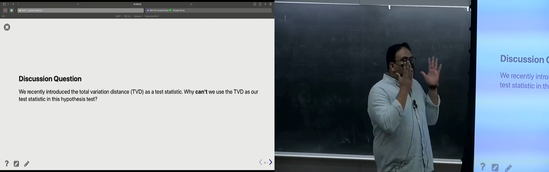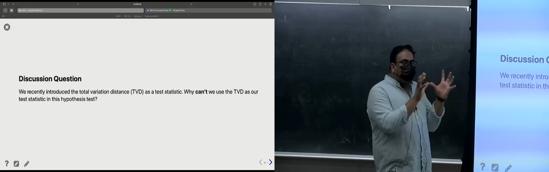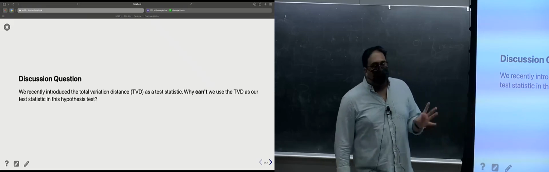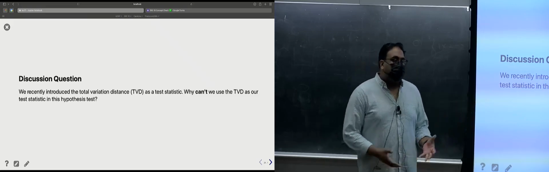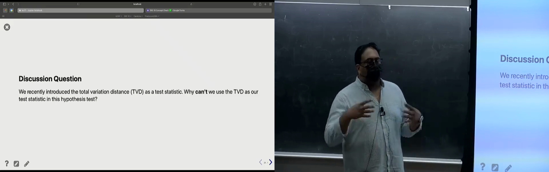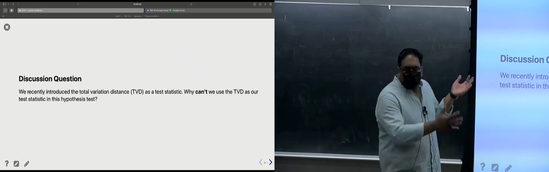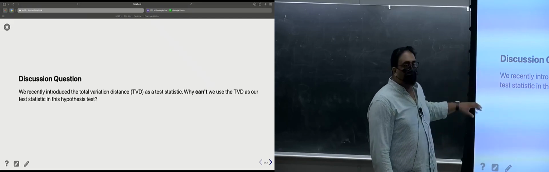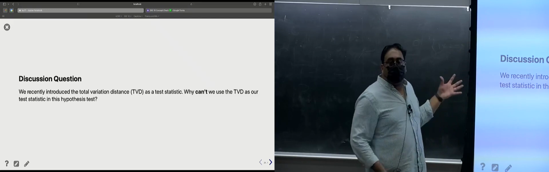The TVD only does one thing. It compares how different two categorical distributions are. But the distributions here are not categorical, right? If they were categorical, we would visualize them with bar charts, right? And if they were categorical, we would have something like, in our previous example, the categories were Asian, black, white, other, Latino, right? There are no such categories here.